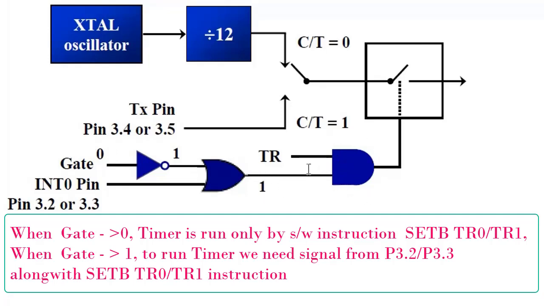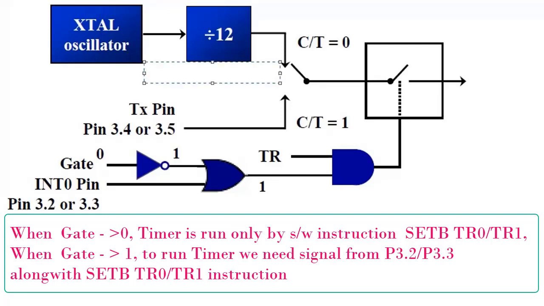So when we are using timer run, means by using the set bit TR0, timer run 0, when this is set, then this will be logic 1, and this switch is just logic 1, meaning this switch is connected. When this is connected, timer run starts. That means in this case we have set the gate as 0, only we have used the timer run instruction, then the timer automatically runs.